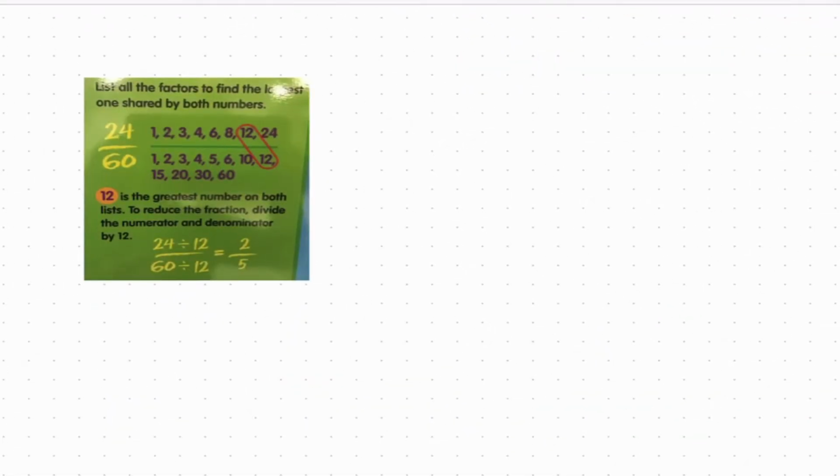Now there's a couple of different ways that we can simplify fractions. The first way is to list out all the factors of each the numerator and the denominator and figure out what is the greatest common factor. So in this example here we have 24 over 60. And we've listed out all the factors. So we've done 1 times 24 equals 24, 2 times 12 equals 24, 3 times 8 equals 24, and so on. Same thing for 60. We did 1 times 60, 2 times 30 equals 60, 3 times 20 equals 60, 4 times 15 equals 60, and you kind of get the picture there.